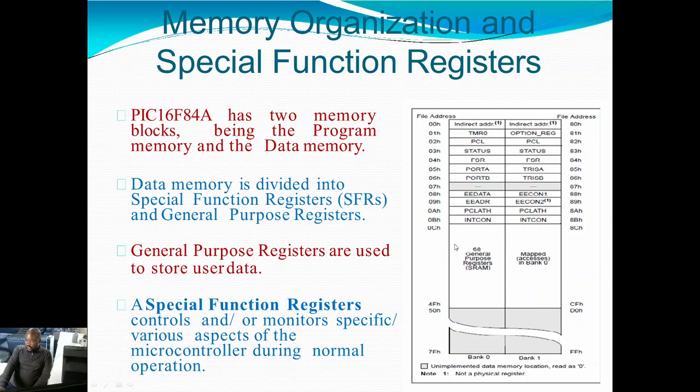The most important thing to note here is that your data memory is divided into two blocks, being bank 0 and bank 1. If you want to access a register in bank 0, you must be in bank 0. If you want to access a register in bank 1, you must be in bank 1. There's no way you would want to write to a register in bank 1, yet you are in bank 0. You are going to write to the wrong register. We'll also look at how you switch between the two banks.